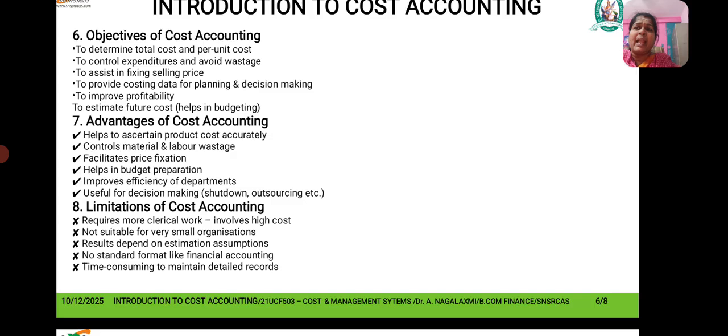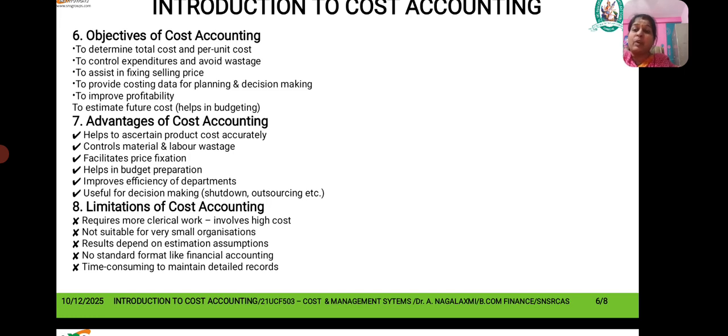So cost accounting helps in determining the total cost and per unit cost, to control expenditures, avoid wastages, assist in fixing selling price, providing costing data for planning and decision making, to provide profitability, and to estimate future cost. That is, it helps in making budgets. The advantages: it helps to ascertain product cost accurately, control material and labor wastage, facilitates price fixation, helps in budget preparation, improves efficiency of departments, and is useful for decision making.